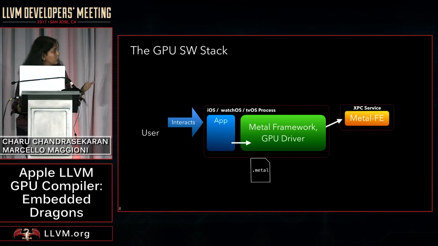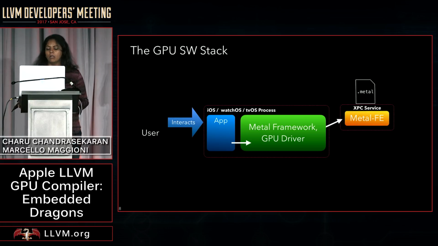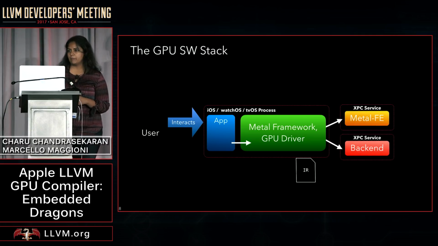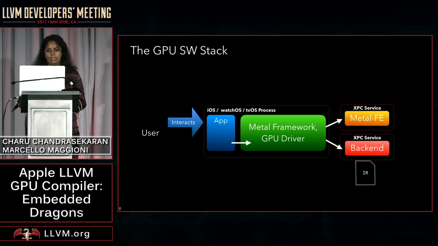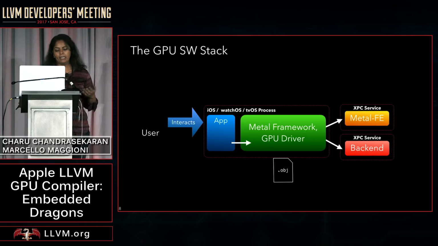So let's get back to the Metal shader. The Metal shader is sent by the driver to the Metal front end. The Metal front end compiles it and generates IR. The IR is sent back to the driver. At this point, the driver calls the backend, also in an XPC service. The driver then sends the generated IR along with some state information to the backend. The backend compiles it and produces object code. The object code is sent back to the driver. And finally, the driver generates the executable. The executable is run, and the user gets back the results.